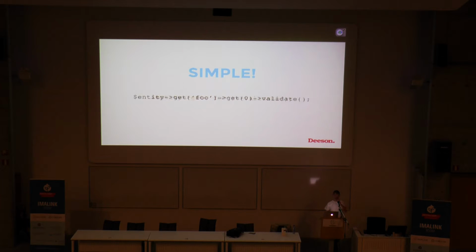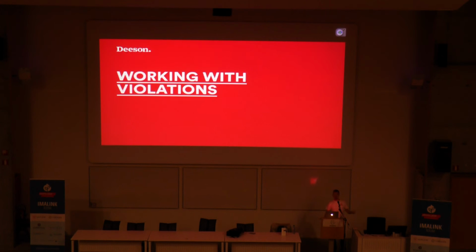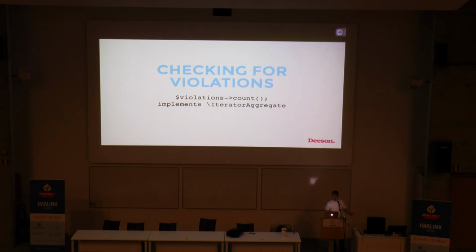Or if you want to validate a property or a delta of a field, and it goes on and on like that. But it's actually not just calling validate. You need to do something with its return value, because what I already said is that it returns a list of violations. So that's what you need to work with. So how do you work with these violations?